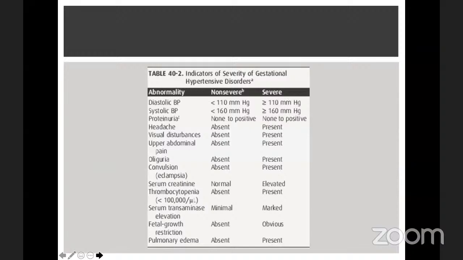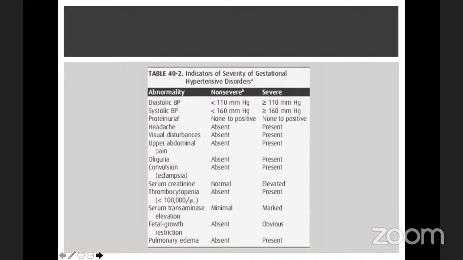So the indications of severity of gestational hypertensive disorders. For the diastolic, it is non-severe if it's below 110 mmHg. If it's severe, it is above or equal to 110 mmHg. For the systolic, if it's below 160 mmHg, it's non-severe. And if it is above or equal to 160 mmHg, it is considered severe. For the proteinuria, for both non-severe and severe, it's none to positive.